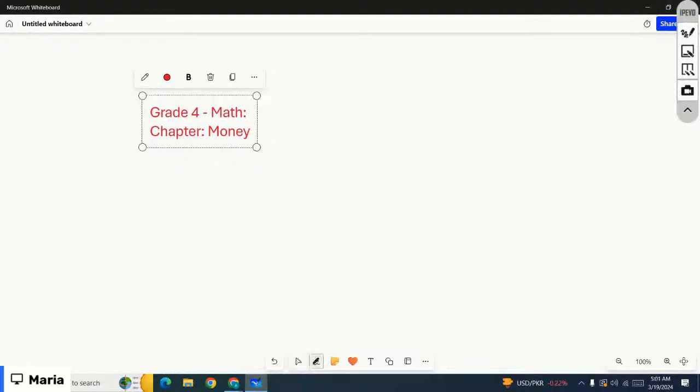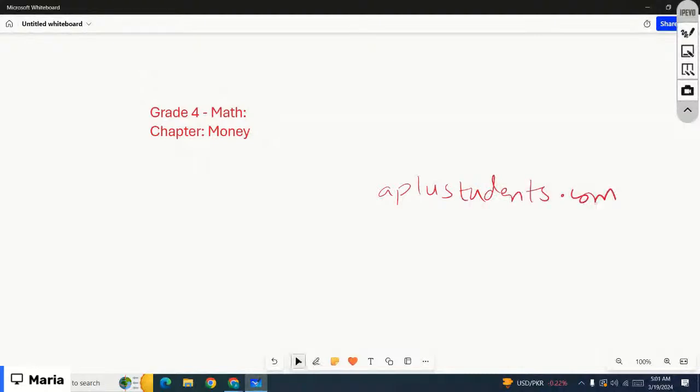We are here for grade 4 math. You can find all the lessons on aplusstudents.com. You have to log in there using your email address and password as provided by the administrator. Then you have to select math from the subject tab, scroll down to grade 4 and then click on view all lessons.